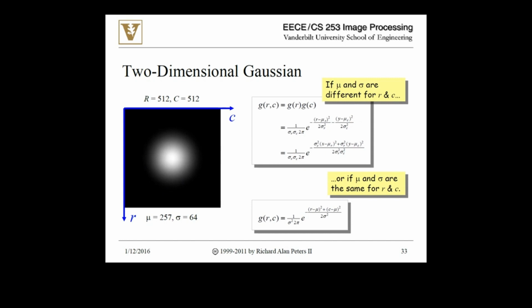So you may center it at some location, mu R, mu C, so this is the center, so you can shift this Gaussian to wherever you want. And then you have two sigmas, so you have two standard deviations, one for the rows, another one for the columns. And then this normalization factor is to make the integral to be 1. And I think that's mostly it.